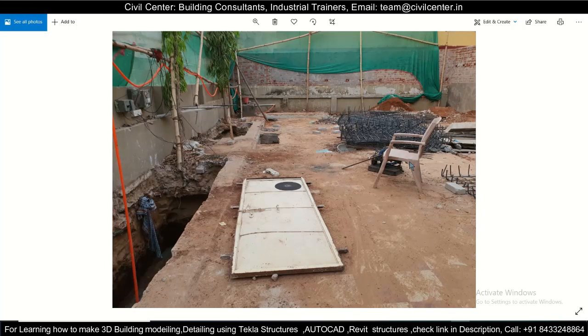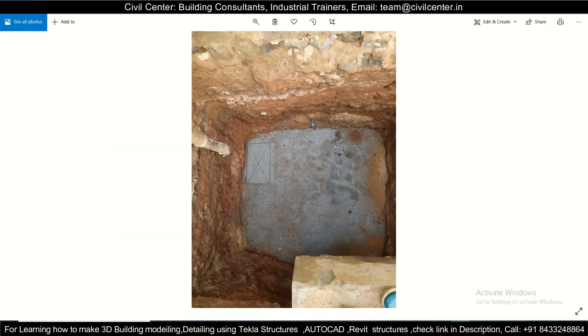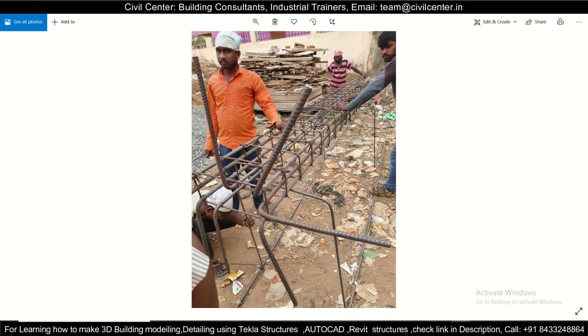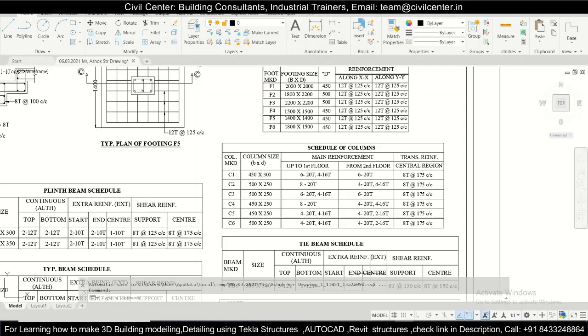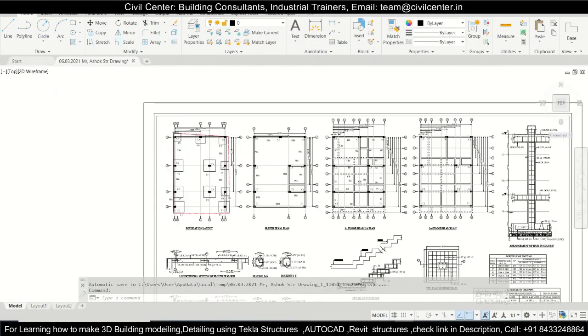So this is one of our sites at which the excavation work has been completed, and also the sand filling part and the PCC part and the marking of the columns have been completed, as you can see here. And they have also completed the reinforcement binding for the footings as well as the columns. So the next step, as per the structural drawing, is the casting.